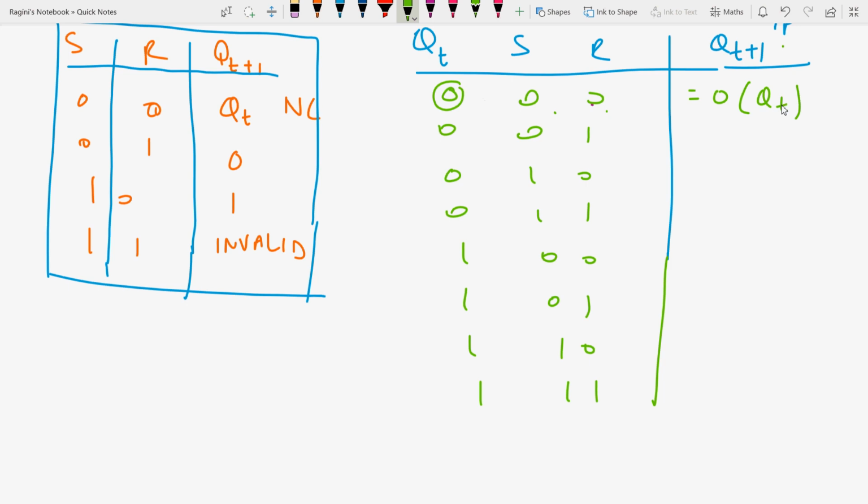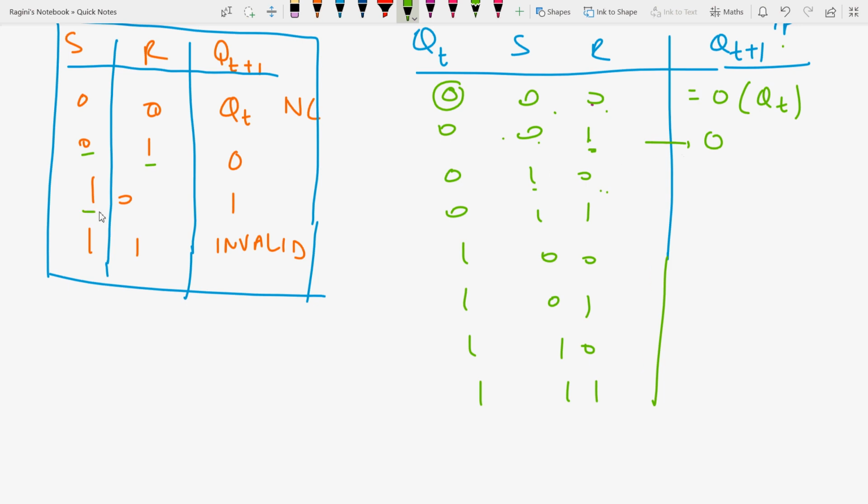That means it depends upon the present state, the previous state Qt. Now when it is 0 1, reset is 1, set is 0, and Q is again 0, then Qt plus 1 will be 0. And now when it is 1 0, set is 1, reset is 0, what will happen again? As you can see from the truth table, when set is 0 and R is 1, the output will be 0.